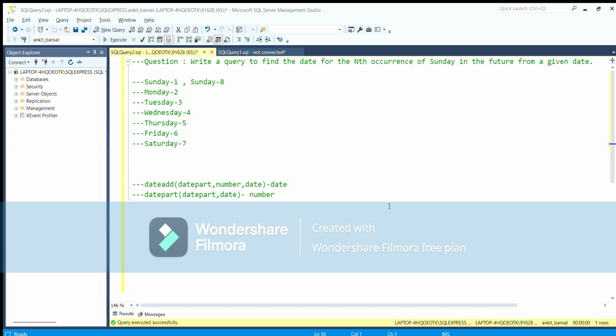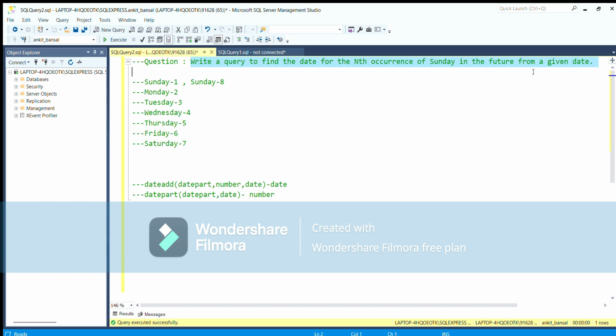And here I am going to explain this SQL query, this SQL question actually. The question is, write a query to find the date for the nth occurrence of Sunday in the future from a given date. Okay, so what does it mean actually?